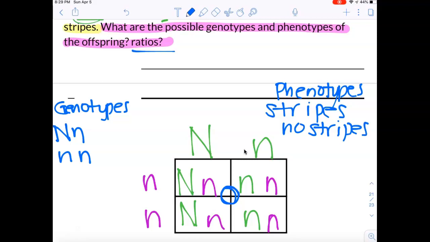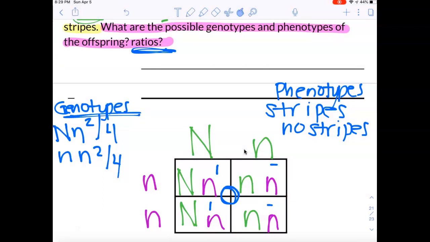Now, when I'm saying ratios, I want to know how many of my boxes had each, or expressed each. So big N, little n, how many boxes have it? 1, 2. 2 out of 4. How many boxes had little n, little n? 1, 2. 2 out of 4. 2 plus 2 is 4. 4 out of 4, 100%. They're all accounted for. It's another good check to have.